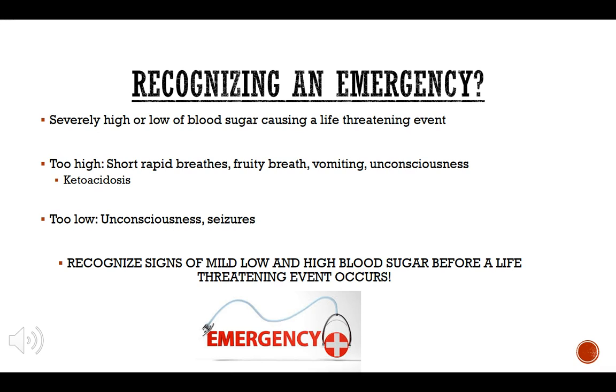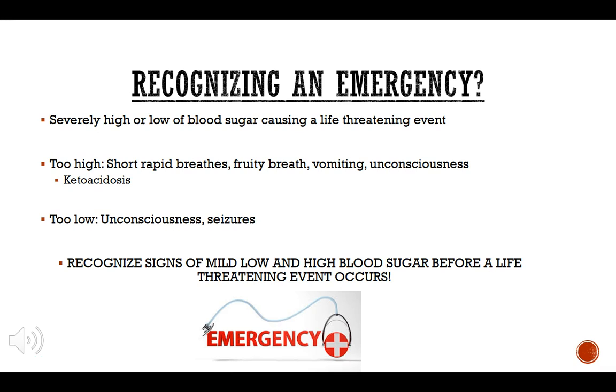Recognizing an emergency related to diabetes is important in any environment as it is a life-threatening event. If the blood sugar of a patient is severely elevated, the child may exhibit short, rapid breathing, fruity breath, or they may be unconscious.